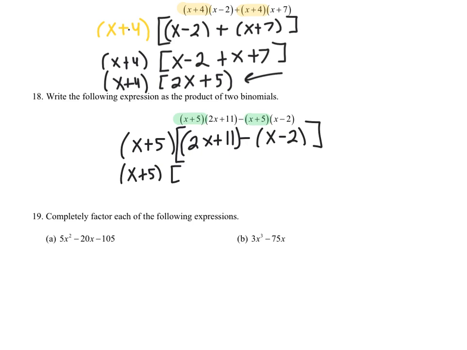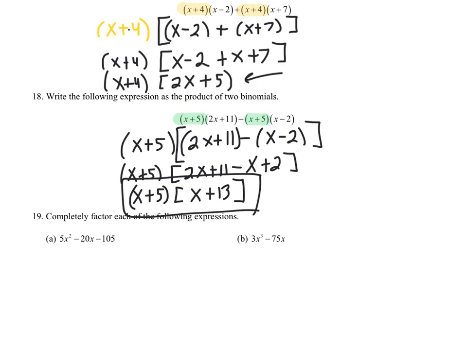Now what I have remaining are these terms, which I'll combine after I distribute and drop the parentheses. So I'm going to drop the parentheses because there's nothing in front of it, but here I have a negative in front. That causes this positive x to be negative x and that negative 2 to become positive 2. I combine like terms, and 2x and negative x is x, 11 and 2 is 13. And this is the product of two binomials. That's what we were looking for.